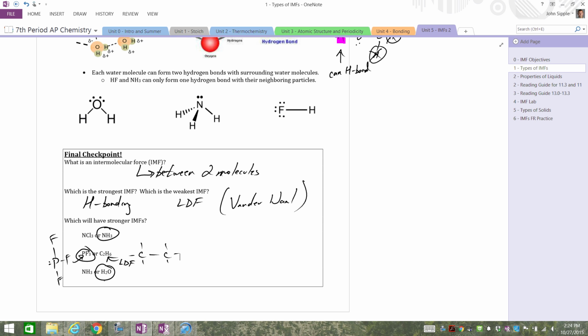That also explains why ammonia boils at, I think, around minus 33 degrees Celsius, where water is 100, because water has more hydrogen bonds and stronger intermolecular forces.